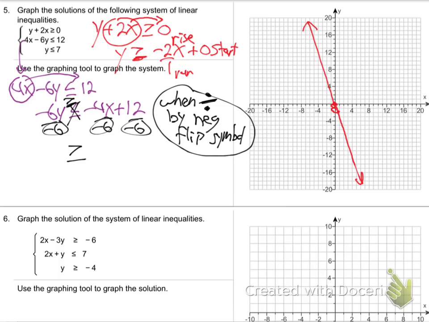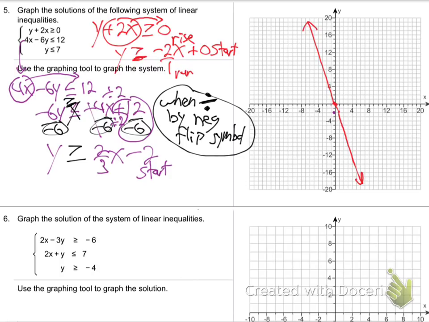So what does that give us? Y greater than, now greater than or equal to. These two negatives cancel to be positive. I'm going to reduce this fraction, divide by 2. Divide by 2 would be 2/3 x. Minus 2, right? Plus 12 over minus 6 is minus 2. So we start at minus 2, which is right here.